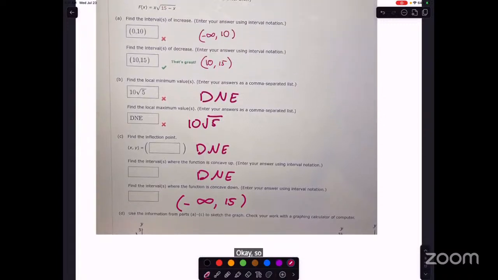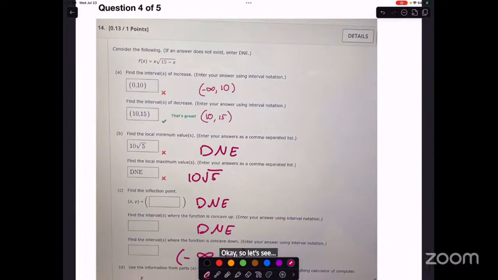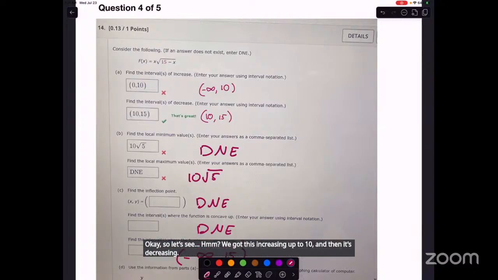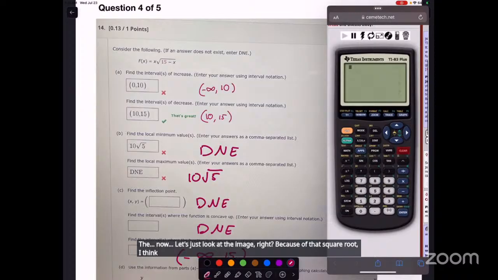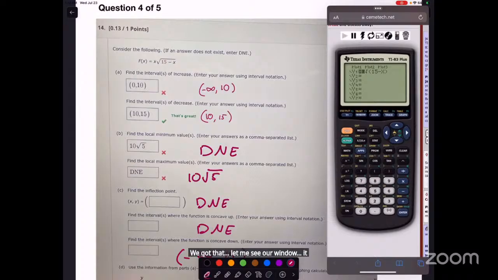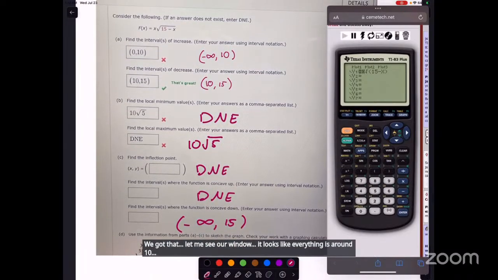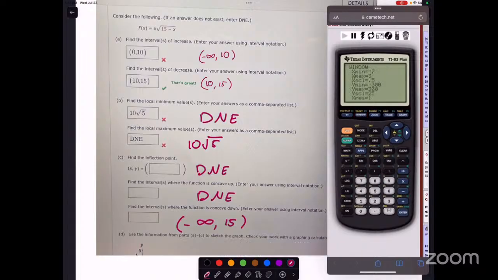Okay, so let's see. We got it's increasing up to 10 and then it's decreasing. Now, let's just look at the image, right? Because of that square root, I think this was making things a little weird. Let me see our window. It looks like everything is around 10 to 15. Our y values were like 22. So our x's need to go up to like 20. We'll go to 25.